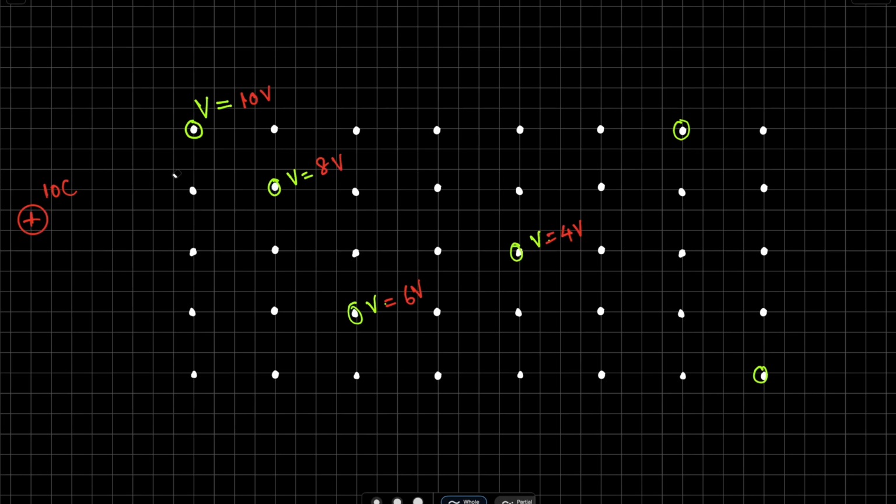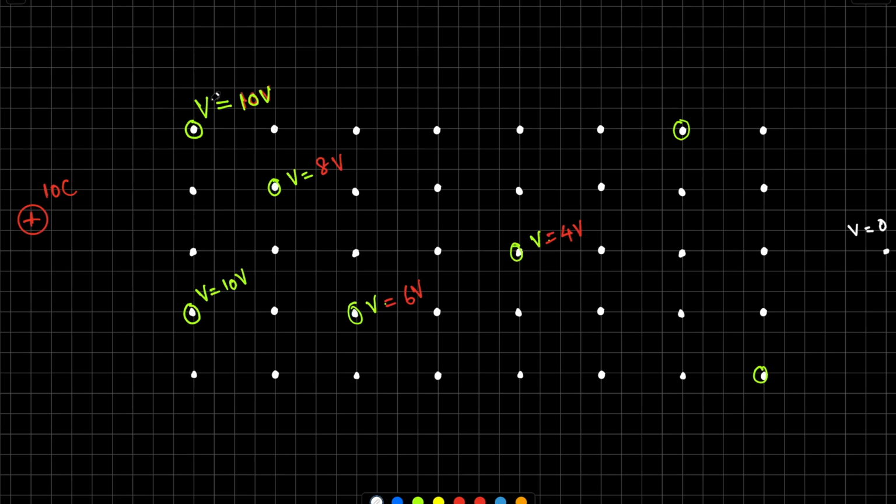If the points are at the same distance from the charge, they will have the same potential values. This point and this point are almost at the same distance from our main charge, so their potential values will be the same, 10 volt here, 10 volt here. As you go away from the main charge, the potential values decrease. And if you have a point at infinity, the voltage will be 0.